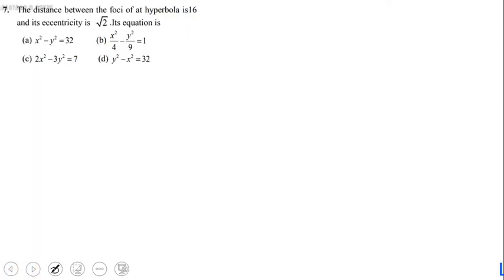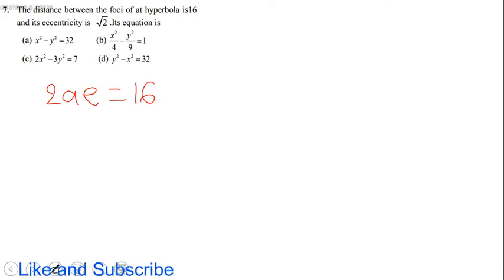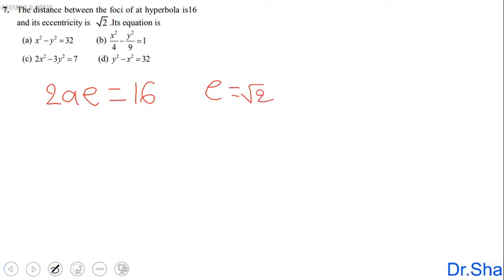Now we'll move to our next example. The question is: the distance between the foci of a hyperbola is 16. The formula for the distance between the foci is 2ae, and this is equal to 16. Next, the eccentricity is root 2, so e equals root 2. Then we have to calculate the equation.